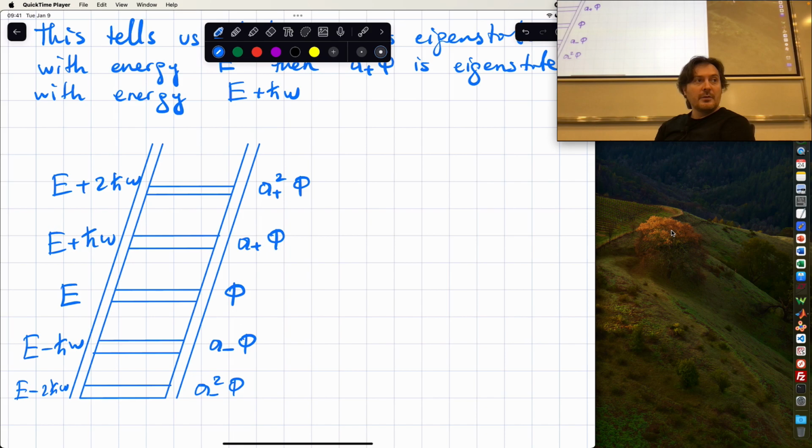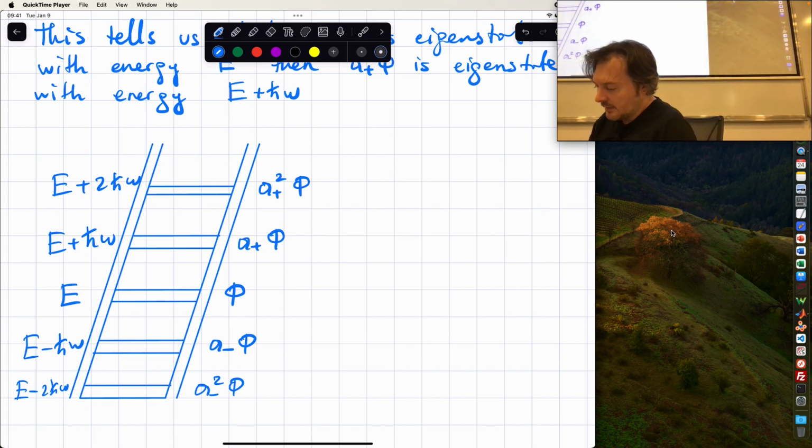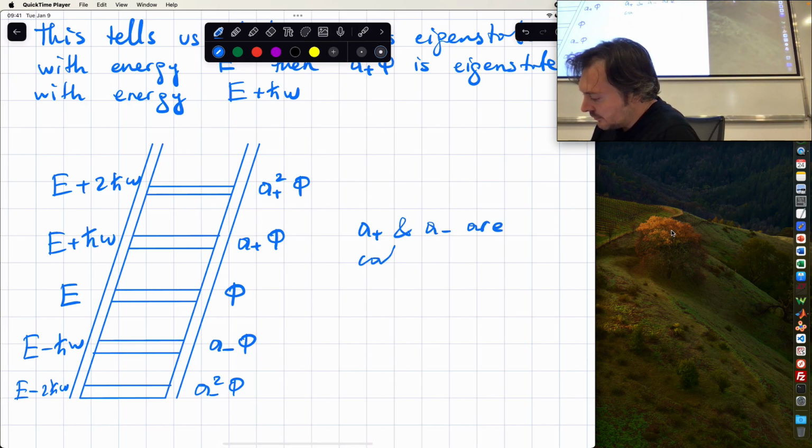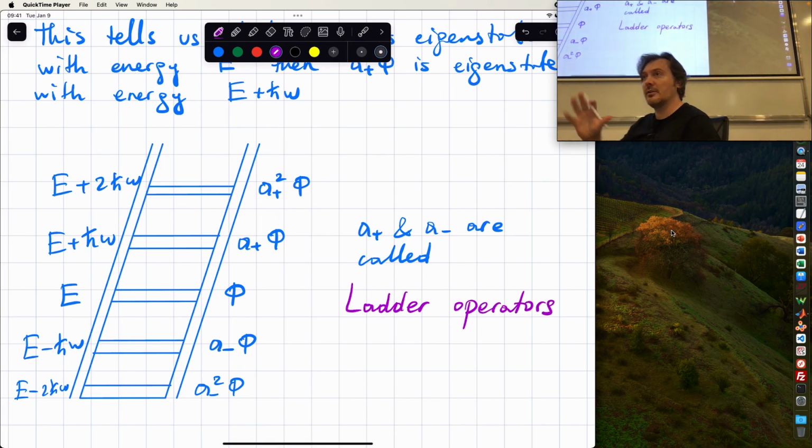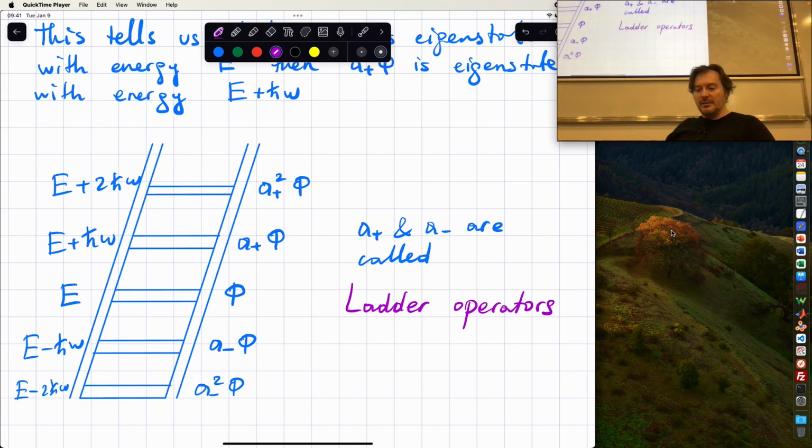Okay? So you have these energy levels just like Planck devised back in the 1900s. And that's why these A plus and A minus are called ladder operators. Together they are called ladder operators. They can go up or down in that ladder.